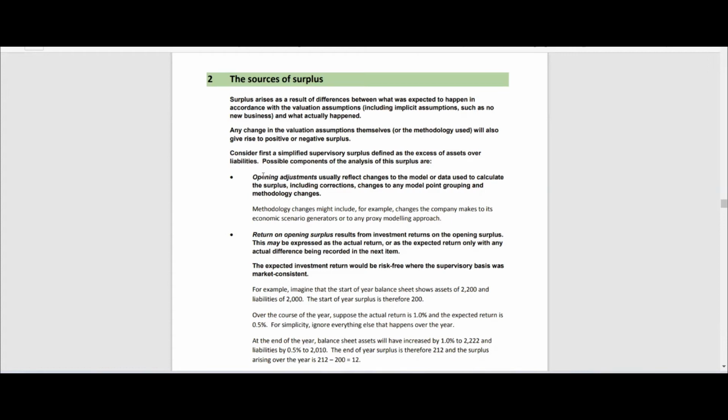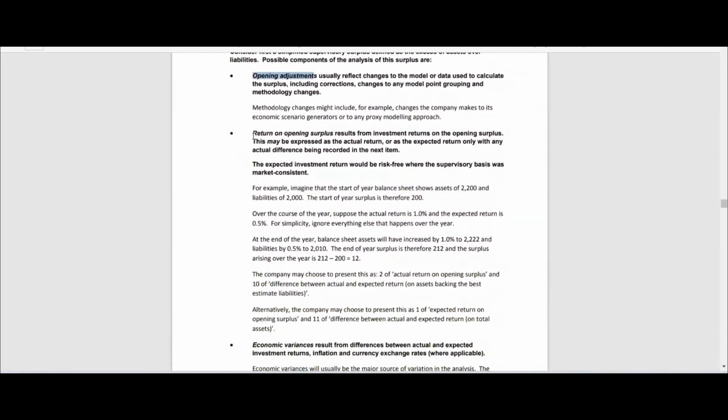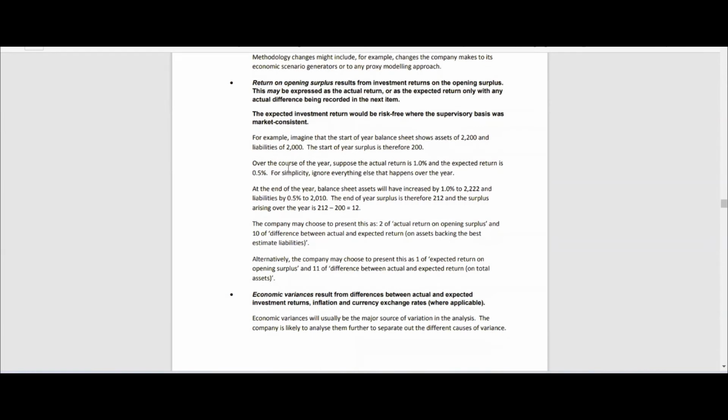So because of that, there would be an opening adjustment. That is what has been called out here. Return on opening surplus is the unwind that we have seen there. And here you will see that, suppose over the course of the year, the actual return is 1% and the expected return is 0.5%, right?